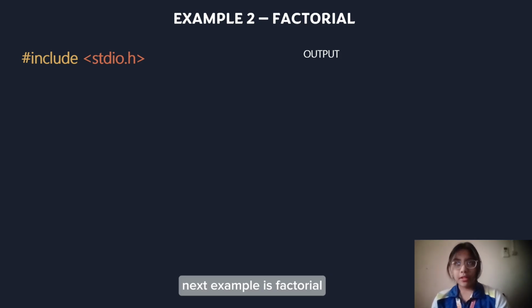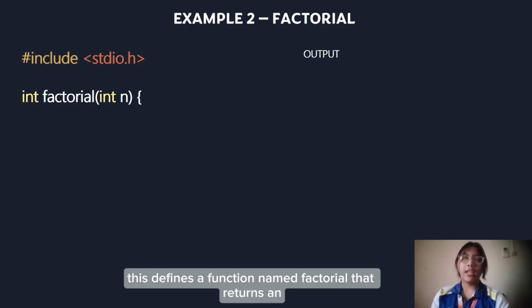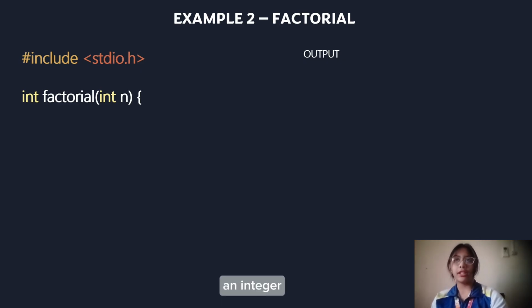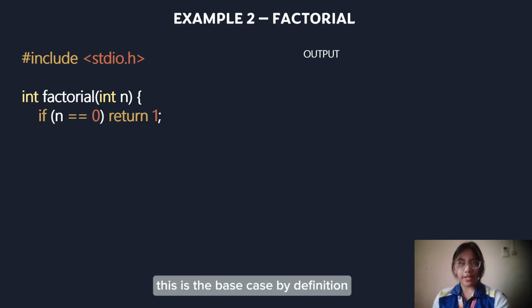Next example is factorial, a classic recursion problem. This defines a function named factorial that returns an integer. This is the base case. By definition, the factorial of 0 is 1.